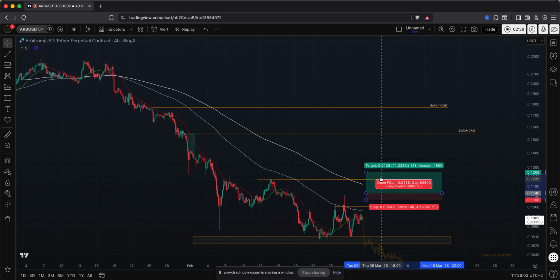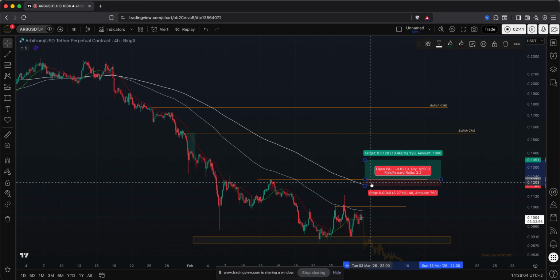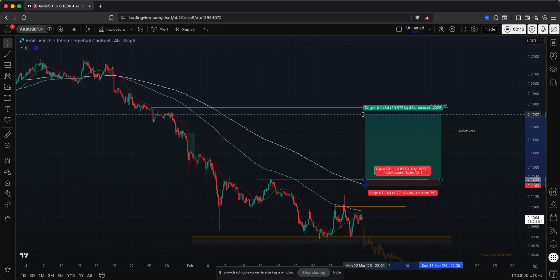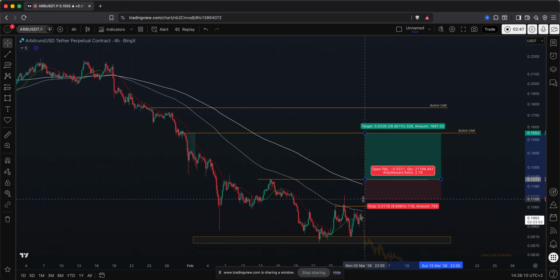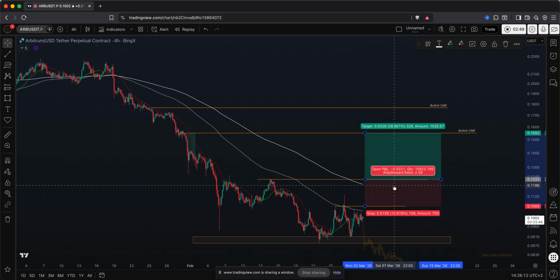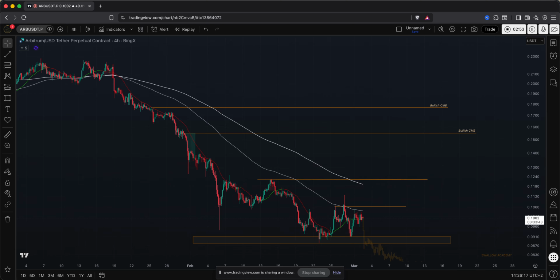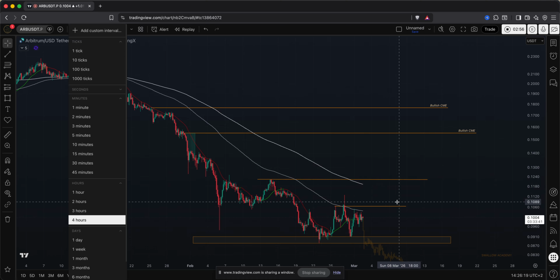Now, if this area will be broken, the next point of view would be this area here, the 200 EMA, with this would be the target, this would be the stop loss. Now the risk and reward ratio is 1 to 2 basically. So two potential trades can be taken on the 4-hour time frame, with the main game plan or the main character here being the 100 and 200 EMAs.